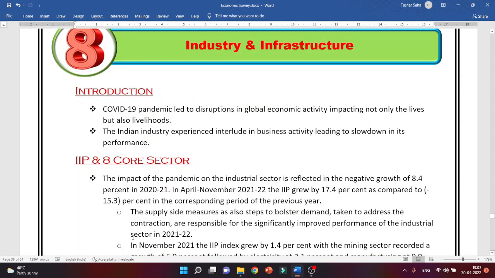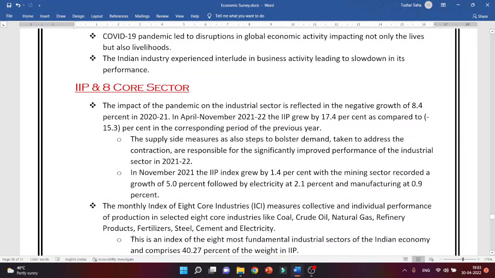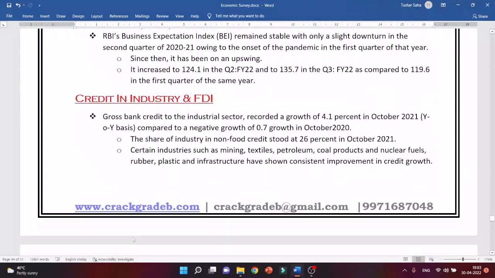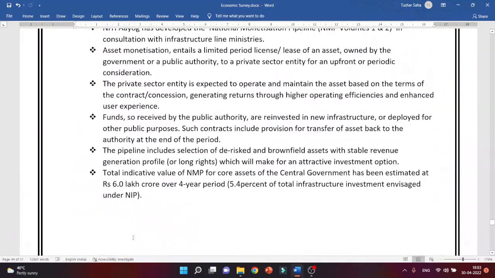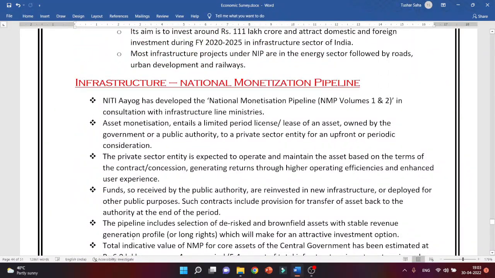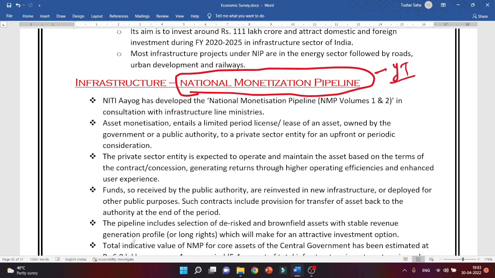Industry and infrastructure. Okay, it's again the same thing. We have seen the important data. Here you will find the comparison. Comparison is also important, but yes, a few important things which you should know. For example, see the national monetization pipeline. If you don't know about the national monetization pipeline, we have a video on YouTube. I think that is a 25 to 30 minutes video. Do watch that. You will understand everything regarding the national monetization pipeline.